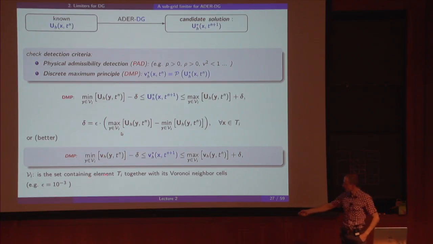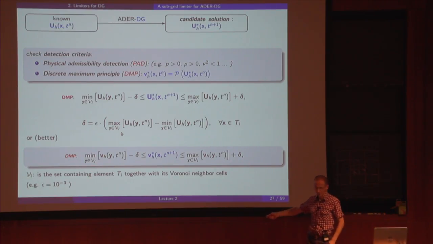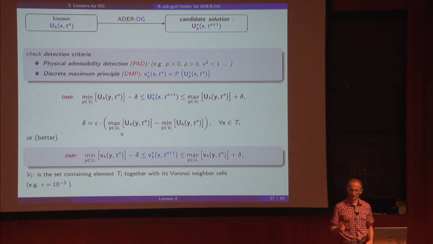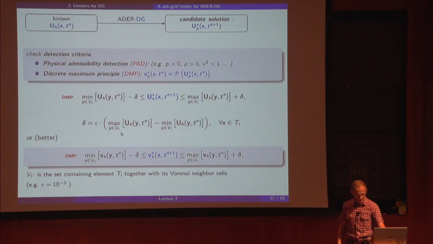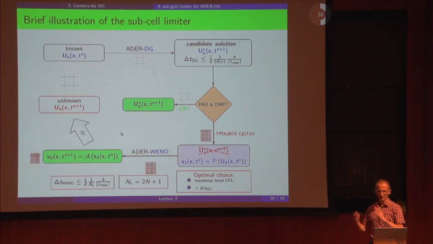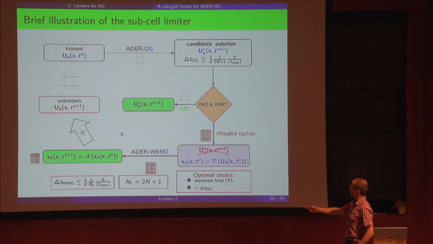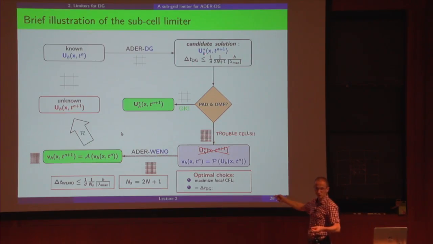The Voronoi neighbors, this symbol here stands for Voronoi, are those that share a node with it, that set. All right, so this is the criterion. And if you do that, you can build the following prescription. We have our known solution, we evolve in time, we get a candidate solution. It is CFL constrained by the discontinuous Galerkin scheme.